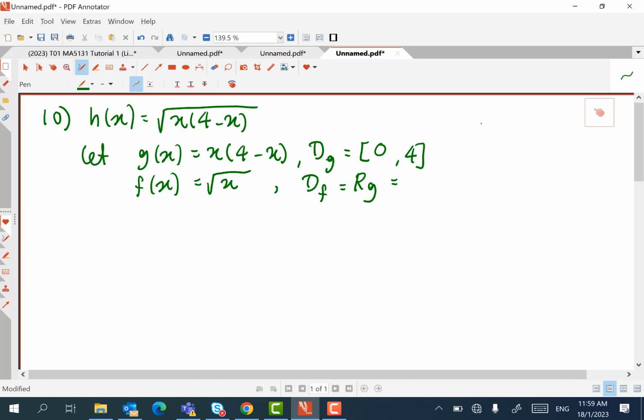The range of g. To determine the range of a function, I would suggest that you sketch the graph of g(x). This is the graph of g(x), and it has x-intercepts at 0 and 4, the turning point is at 2, and this is 4. So the range of g in this case is also 0 to 4. Okay?